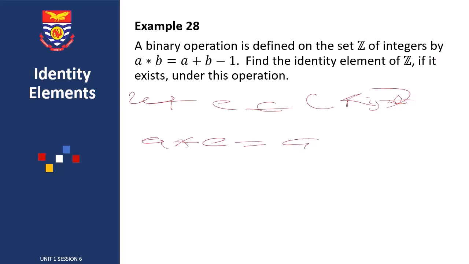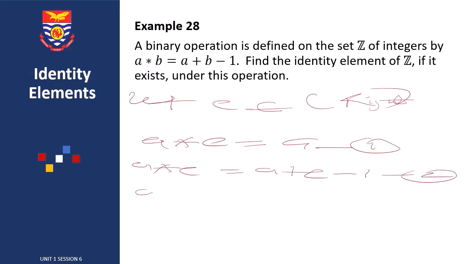Let me call this equation 1. But we know that A operation Y, putting it into the definition, equals A plus Y minus 1. Let me call this equation 2. By comparing equation 1 to equation 2, A plus Y minus 1 must equal A, so you get Y equals 1.